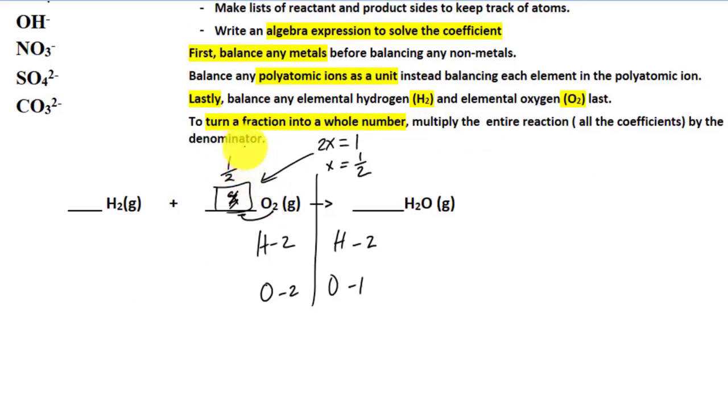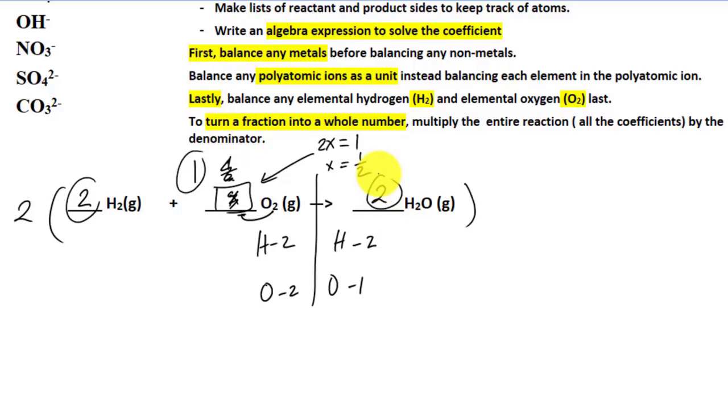And how do we get rid of this 1/2 right here? We multiply everything by the denominator, which in this case is 2. So we have 2 times blank, which is 1 right there. So it's 2. So 2 times 1/2 gives myself 1. And 2 times blank, which is 1, gives us 2. So our answer is 2, 1, 2.